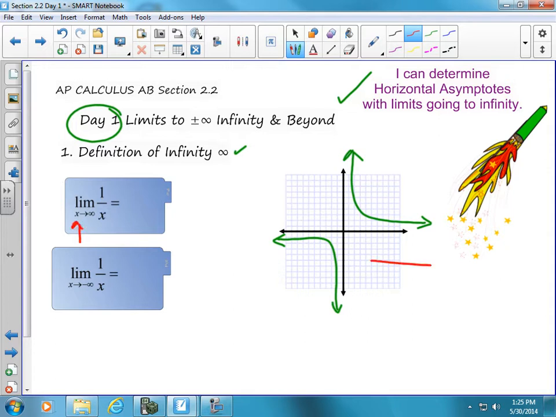And as x goes to positive infinity, this function gets extremely close to 0. And therefore, the limit is equal to 0. As the x value goes to negative infinity, it also goes towards 0. These graphs are getting infinitely close to the line y equals 0. This is where a horizontal asymptote comes in. I will show you the definition of that in a minute, but y equals 0 is a horizontal asymptote.